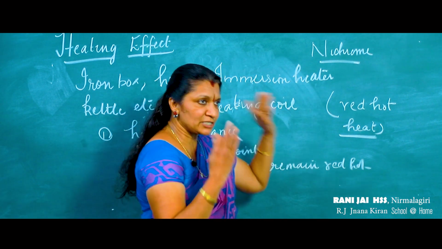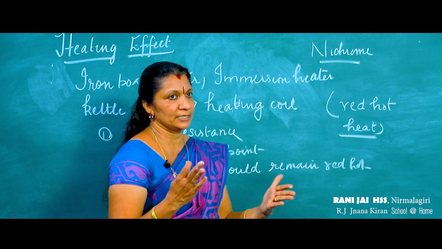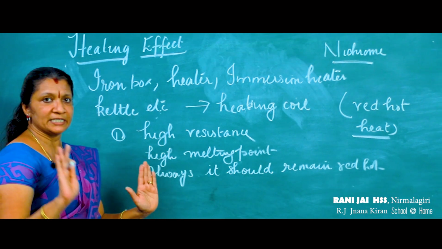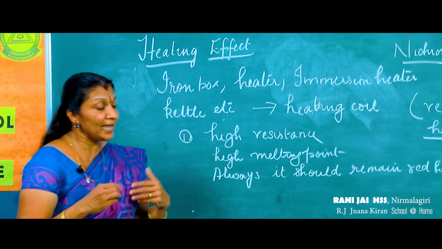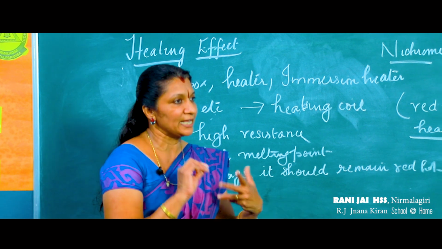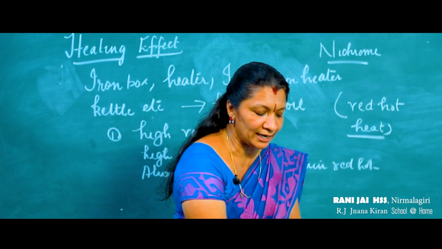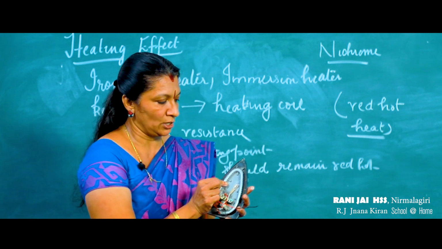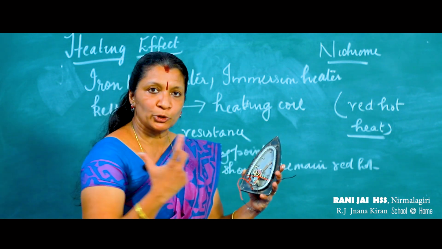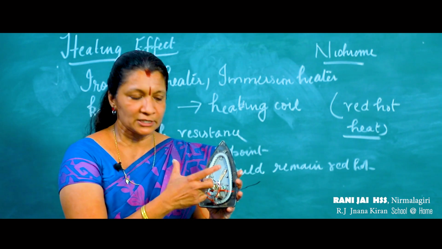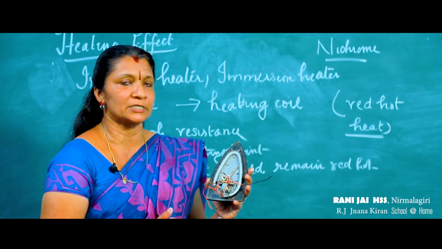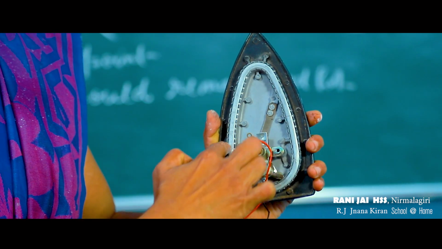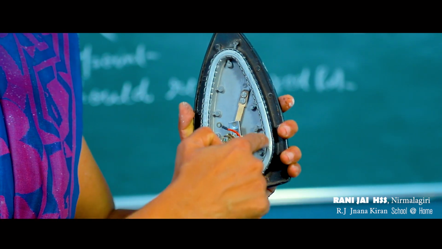Next we are going to study the devices in this heating effect. As I introduced at the start of the lesson, the iron box. Here I am going to show you an iron box. This is the cross section, or inner portion, of the iron box. In this iron box you can see this portion which I show you.